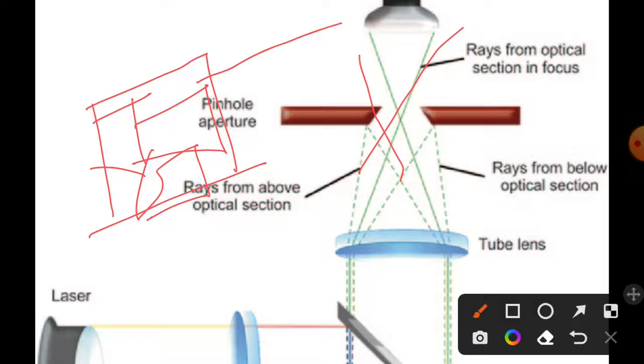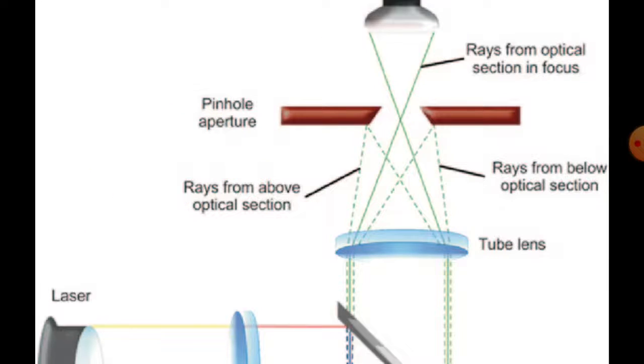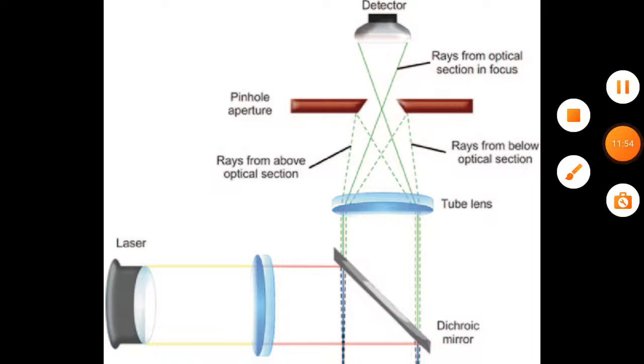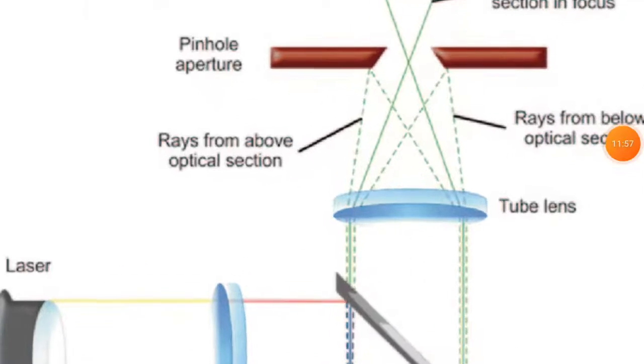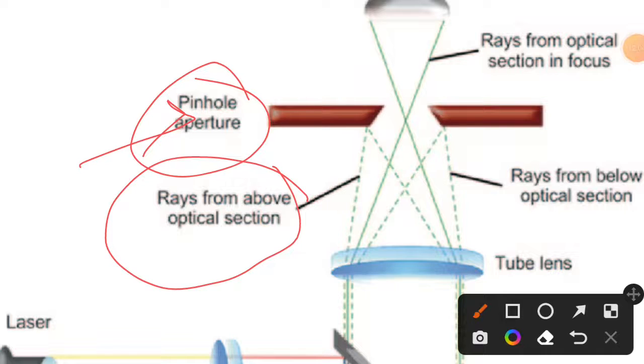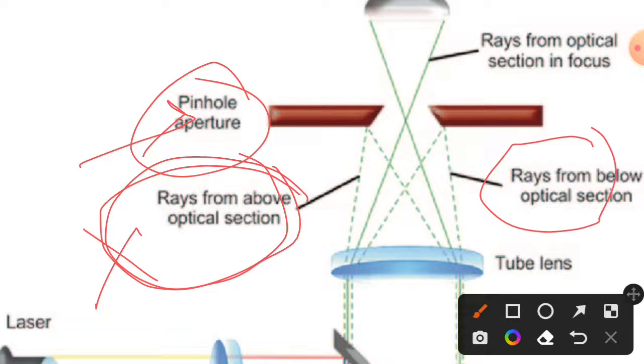Now, with this light together, the computer will form a composite image. This composite image will be brighter and more resolved than what we get in normal epifluorescence microscopy or another kind of microscopy that we are using. I think you have understood again that the job of the pinhole is to inhibit the rays which are coming from above the optical section and the rays which are coming from below the optical section.